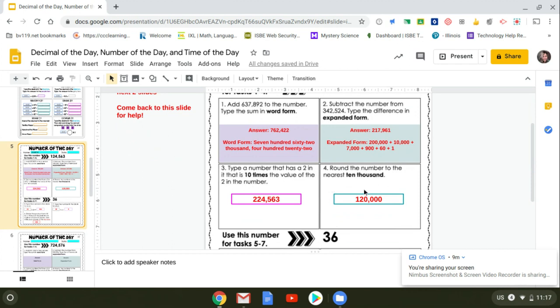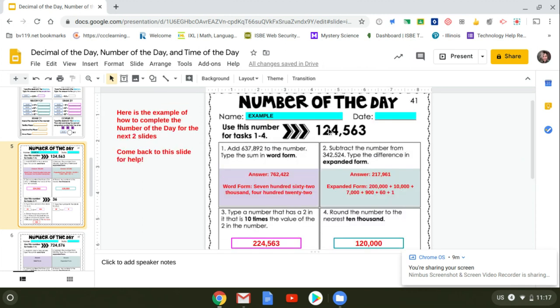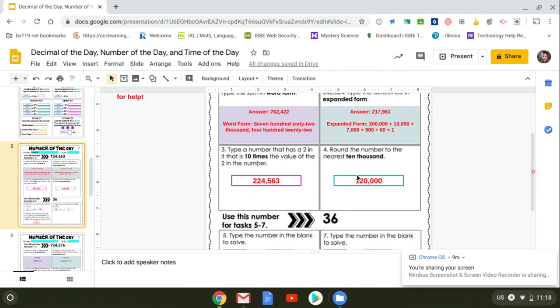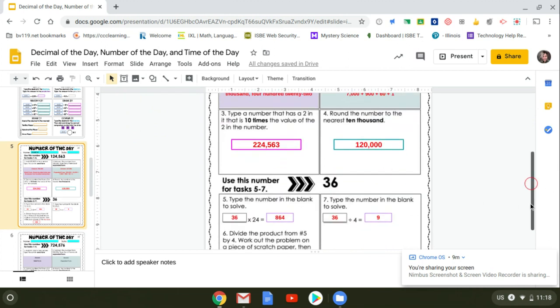Then you're rounding your number to the nearest 10,000. Okay, if you come up here, your 2 is in your 10,000s place. So you have to look at your 4. Does this make your 2 go up or stay the same? Well, this 4 makes my 2 stay the same. So I have 1, 2, and everything turns to zeros. And you can see that I typed that here. So my answer would be 120,000.